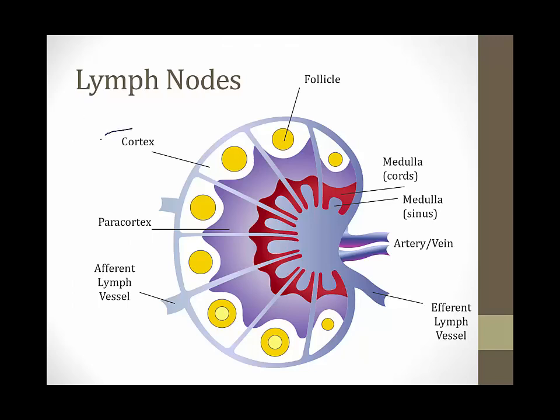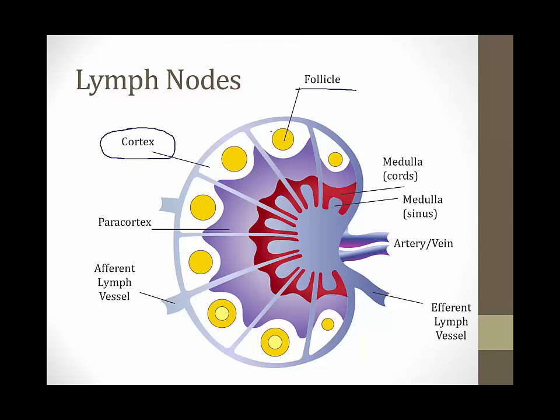By way of review, the outer portion of a lymph node is called the cortex, and within that portion you can find follicles, which are circular structures that contain B cells. So one of the subtypes of non-Hodgkin lymphoma is called follicular lymphoma, and that's because it involves growth of follicles.